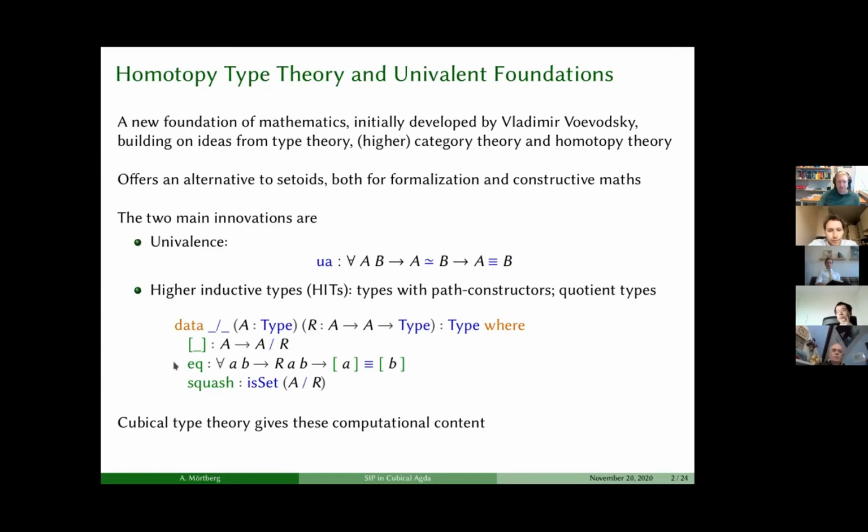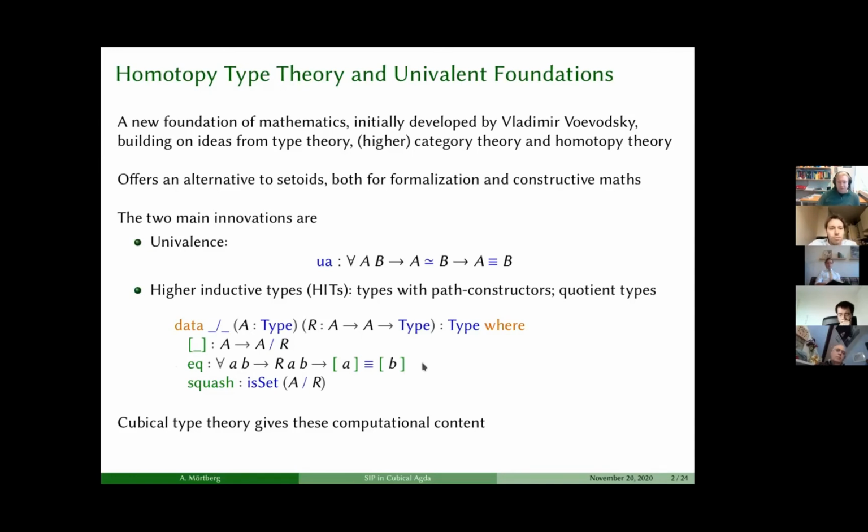And then here's the new thing. You have an equality constructor, EQ, which for any two A and B that are related gives you an identification of the image of A and the image of B by this injection map. This is kind of how you would expect quotients to look if you could write them down as a data type like this, maybe.